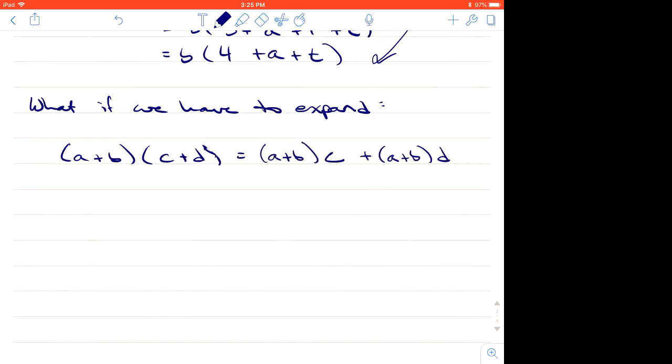Right? Could do that if you want to. But then you would want to expand once more, right? Bring the c inside the brackets and bring the d inside the brackets. So you get ac plus bc plus ad plus bd. Right? That's one way to do it. Or, I'll just throw a note in here. We have two options. First one.